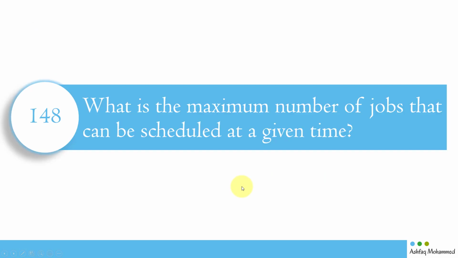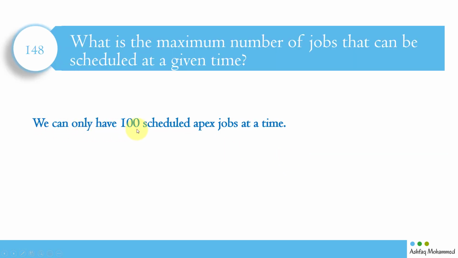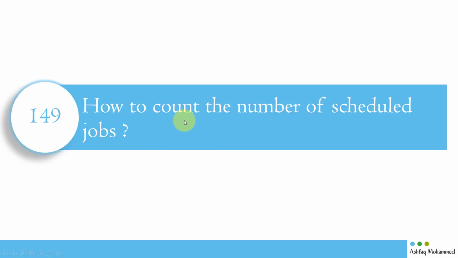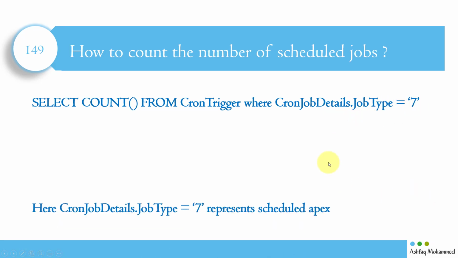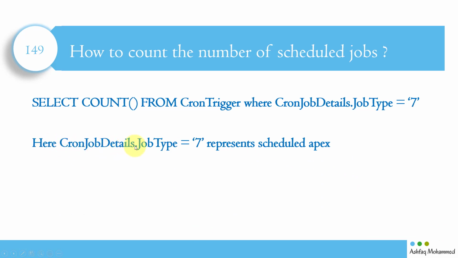Okay. What is the maximum number of jobs that can be scheduled at a given time? This is easy. We can only have 100 scheduled jobs at a time. How to count the number of scheduled jobs? You can run a query: select count from CronTrigger where CronJobDetail.JobType is equal to 7. Here, CronJobDetail.JobType equal to 7 represents the scheduled job.